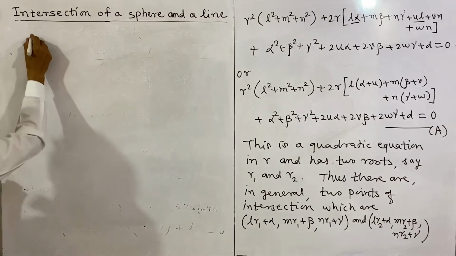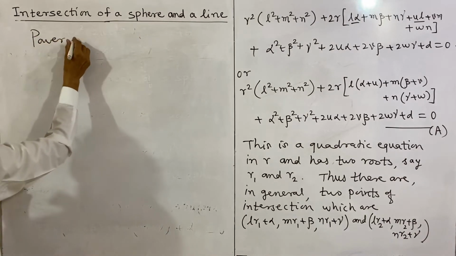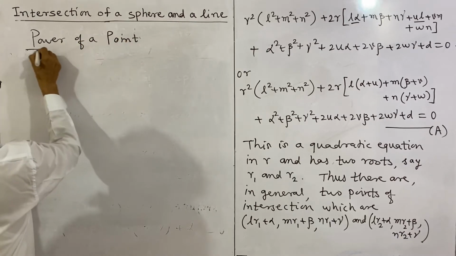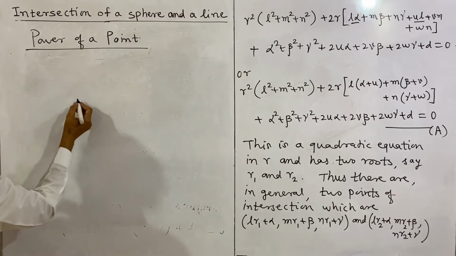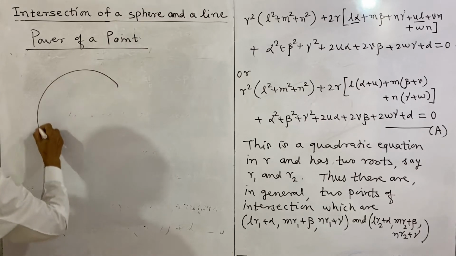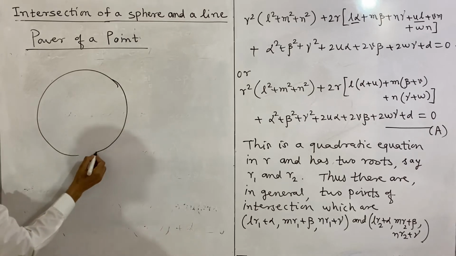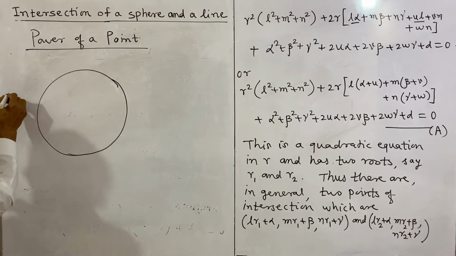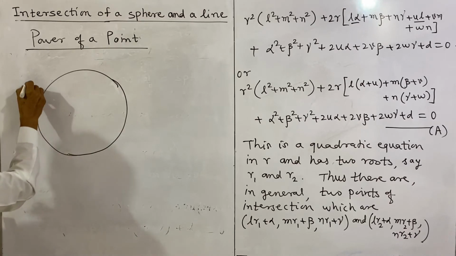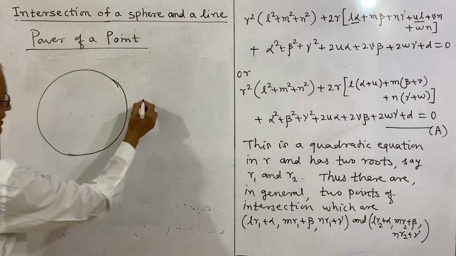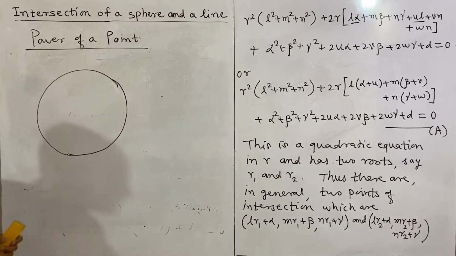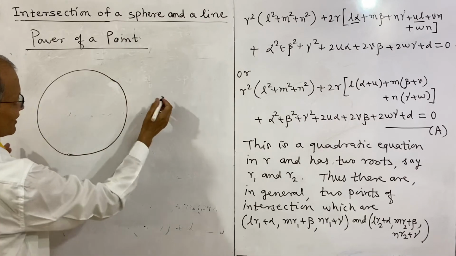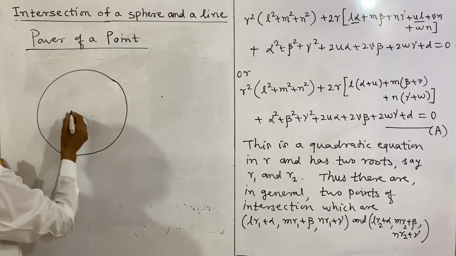See, for this we will consider power of a point. What is the meaning of this? Suppose this is a sphere, and now a point we shall consider as somewhere here. I shall consider a point here or anywhere on this side or on that side, and we will draw chords passing through that point, a line passing through that point to intersect the sphere.